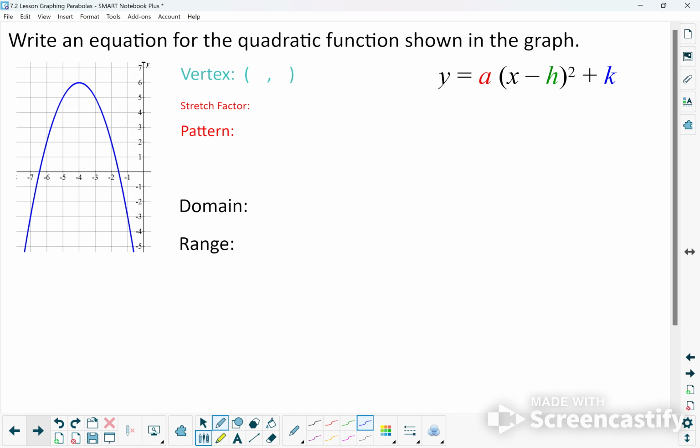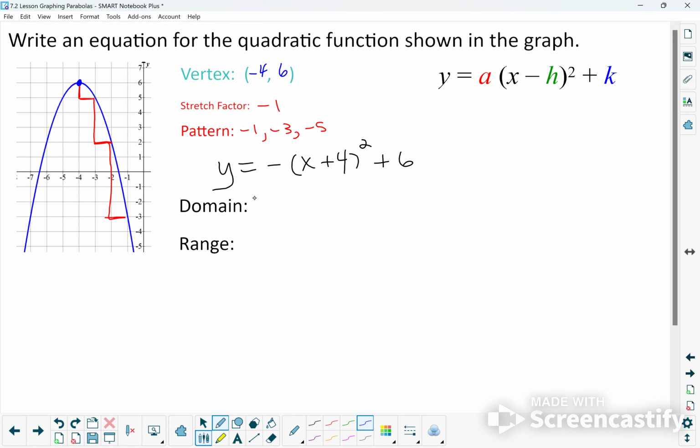Let's practice that again. So here's the vertex of this parabola. It's at the point (-4, 6). Looking at the stretch, it looks like this thing is going down 1, and then down 3, and then down 5. So it's going down 1, down 3, down 5. Our stretch factor that we see in the equation is -1. So our equation is y equals negative. You can put a 1 there if you want, or you can just put that negative symbol. -1 times (x plus 4) squared. We've got the sign change showing up on that h, and then plus 6.